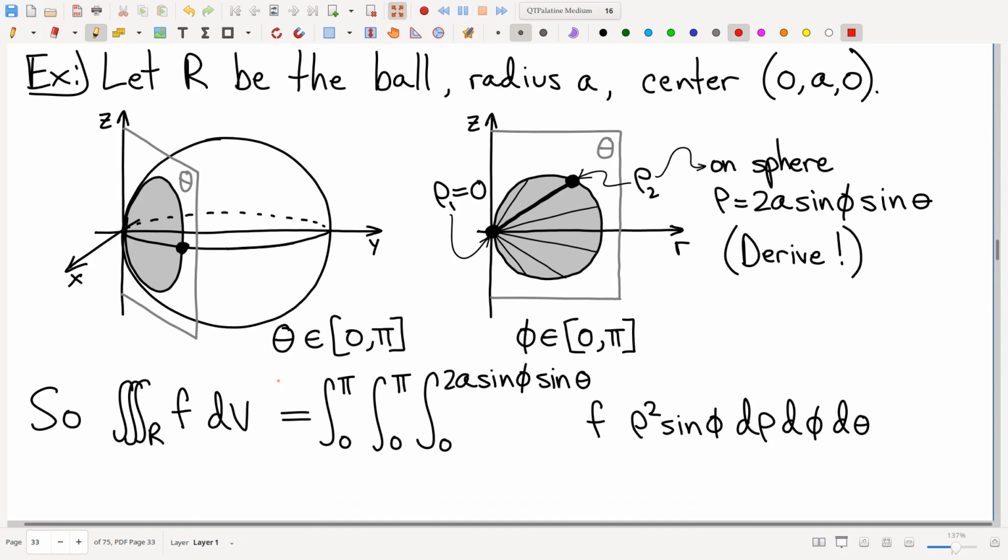Another ball, another offset from the origin with its center on an axis, this time on the y-axis. That's going to make things work out a little bit differently.